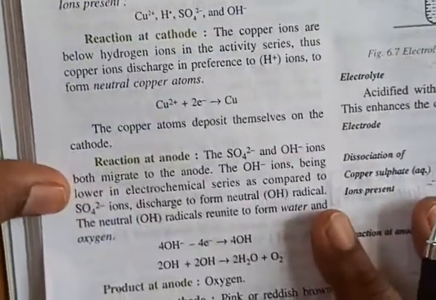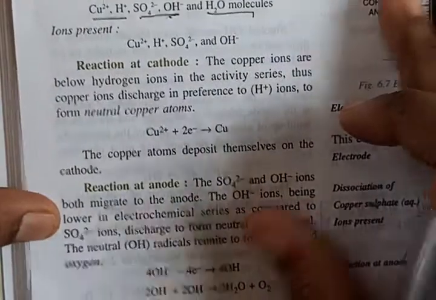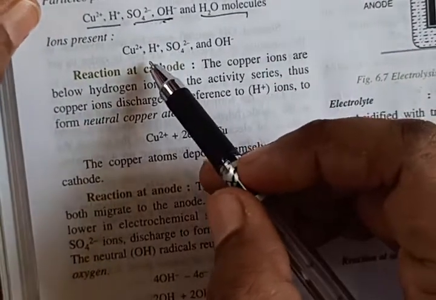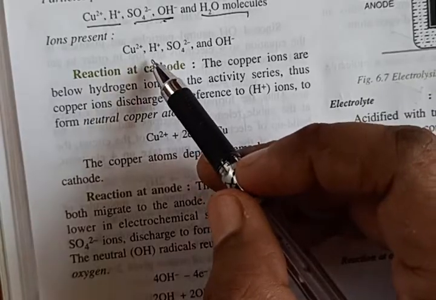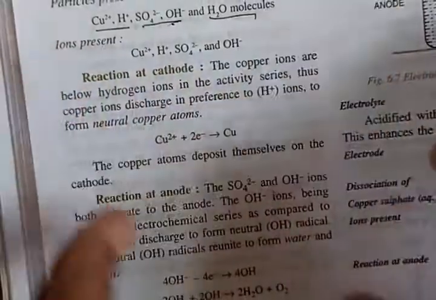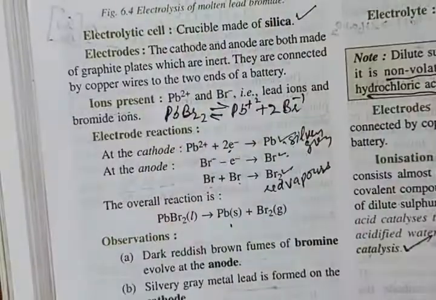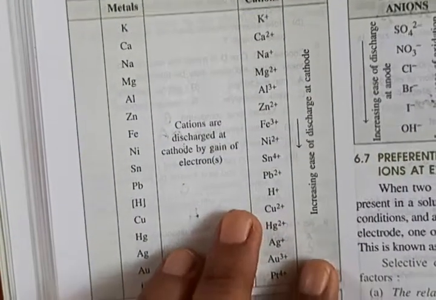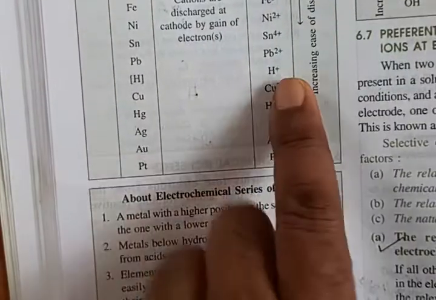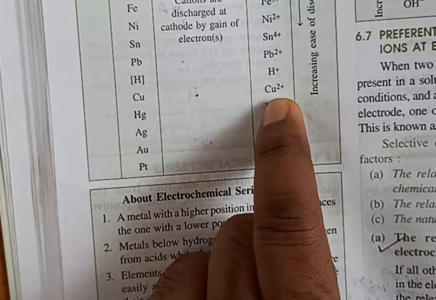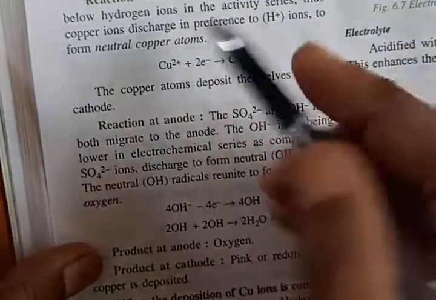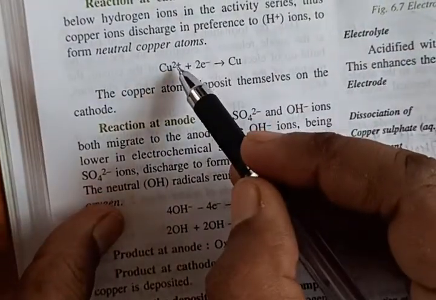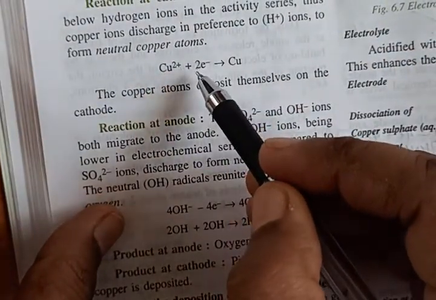Now reaction at cathode. See, ions are copper and H ion. So which will migrate towards cathode? Positive ions. Copper will migrate, H will migrate. But what is lower in the electrochemical series? Just remember the electropositive series here. What is lower one? H is above, copper is below. So which ion will discharge here? Copper ion will discharge. And what is the charge on copper ion? Plus 2. And it will reach the negative cathode.